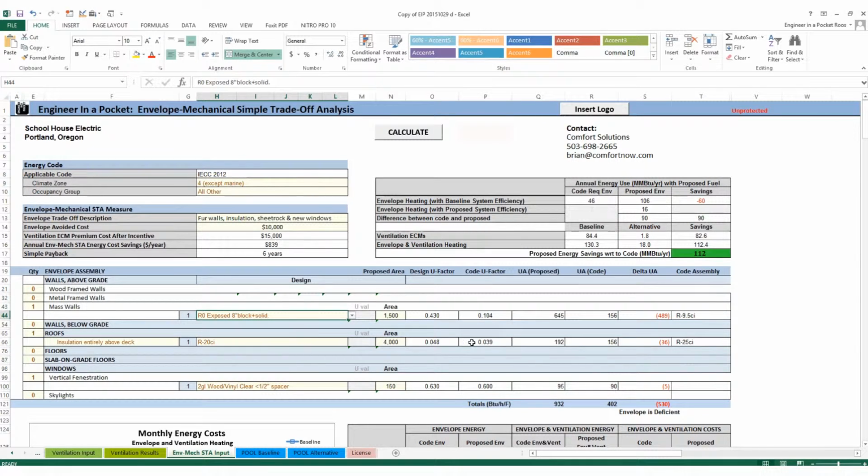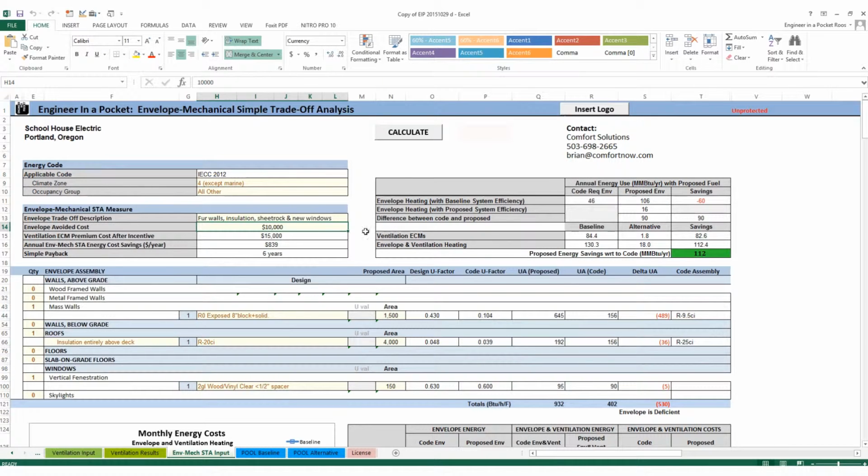Our roof insulation, we want to just stay with the R20, and that's a little deficient. On our windows, we don't want to upgrade those. Those are deficient, but they are already double pane. They just don't have the solar heat gain. So now that we've selected our envelope, we hit calculate, and we find that we are in fact using more energy through that envelope because it doesn't meet code, but we're more than compensating for that with our mechanical system. If we were to fur out the walls, we would have a code compliant design.